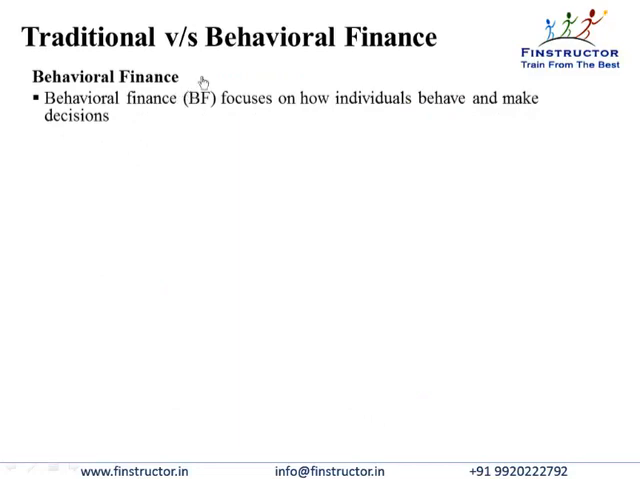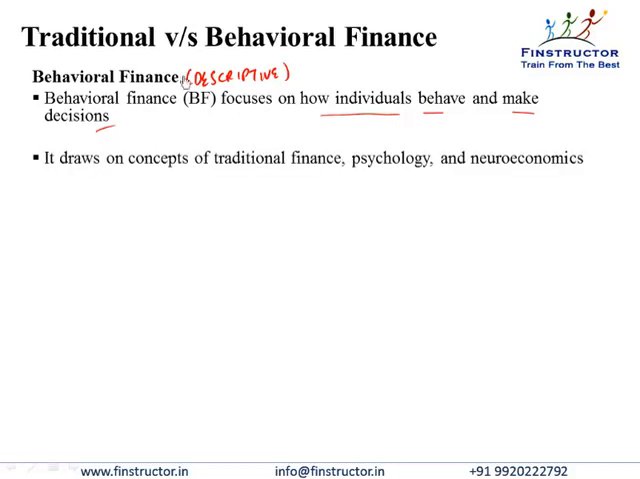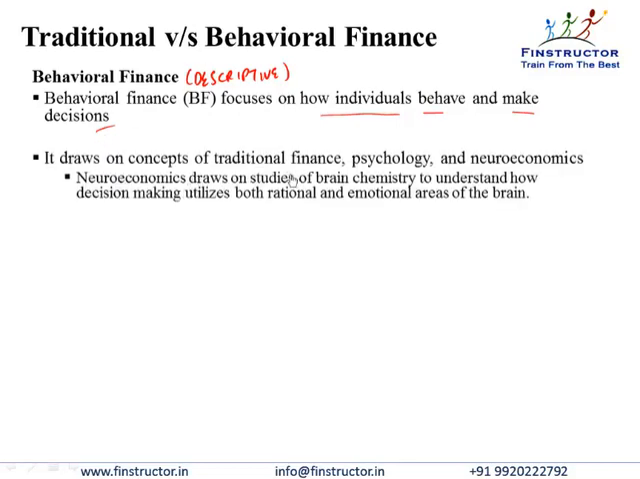Behavioral finance, on the other hand, is descriptive in its approach. So behavioral finance focuses on how individuals actually behave, not how they should behave. So it tries to understand post facto why people behave in a particular manner and why people make decisions the way they do, sometimes which are not in accordance with the theory of traditional finance. So the theory of behavioral finance will also draw on the concepts of traditional finance and will further include the concepts from psychology and neuroeconomics.